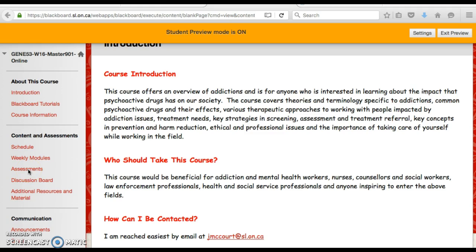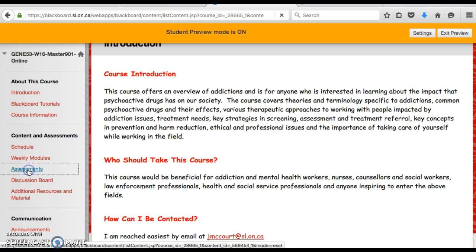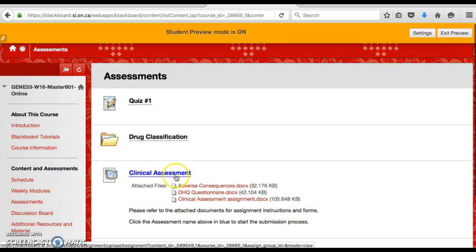If you're in the weekly modules, sometimes the weekly modules will end or they have a little link to the assignment itself as they're coming up due. But you can just click on it by clicking assessments, and then you'll see here clinical assessment.